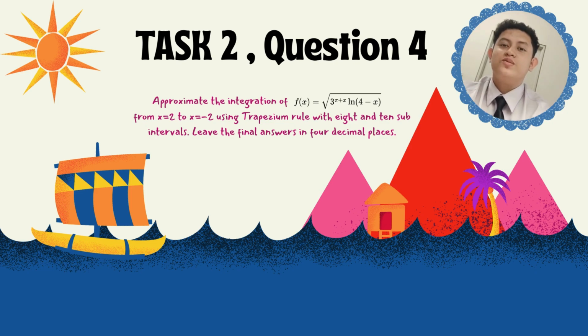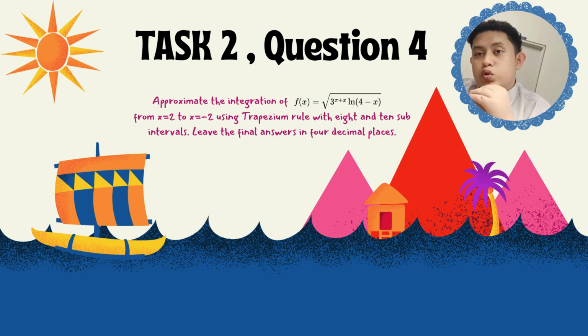Good morning, everyone. So this question was given by my lecturer to solve using the trapezium rule in Excel. We were asked to approximate the area under the curve for the function f(x) equal to square root 3 to the power of pi plus x times ln(4 minus x) over the interval x equal to -2 to x equal to 2.